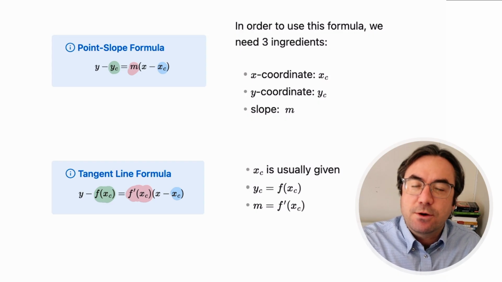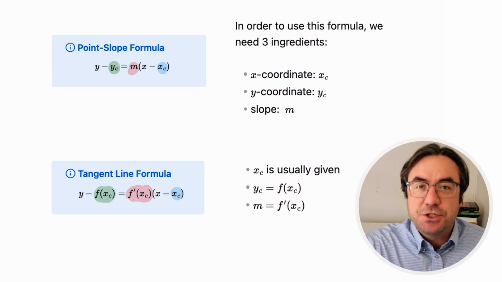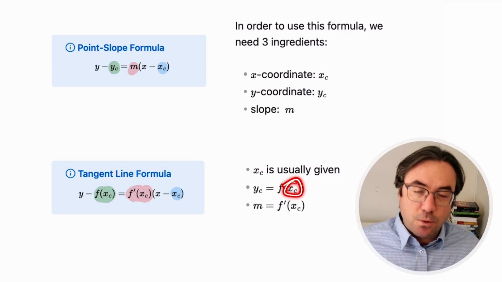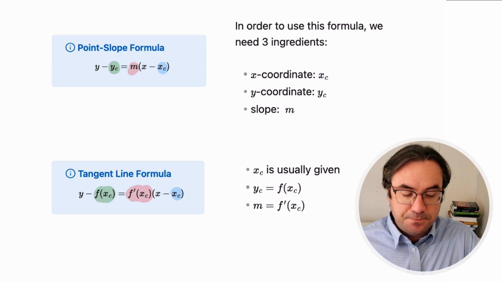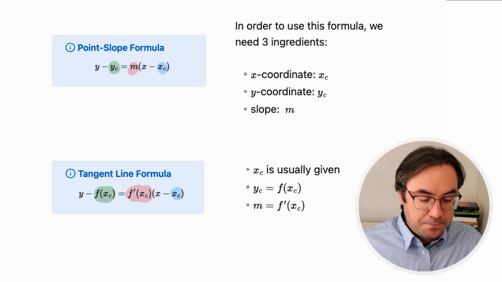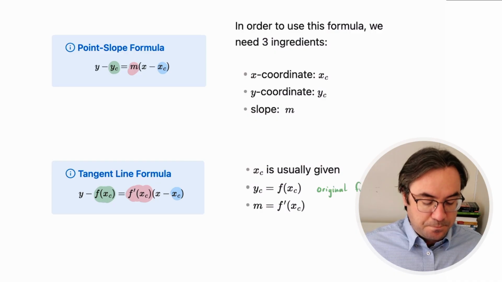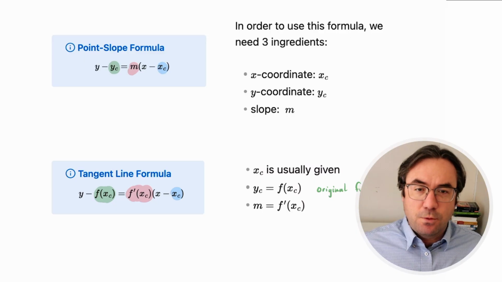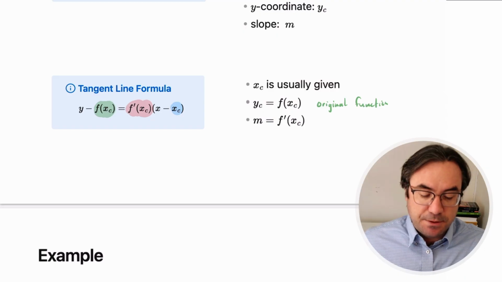So how do we find the y coordinate when we're talking about a tangent line? Well, this is where we use the original function. So we take our x coordinate and plug that into our original function. So for our y coordinate, we're using our original function.